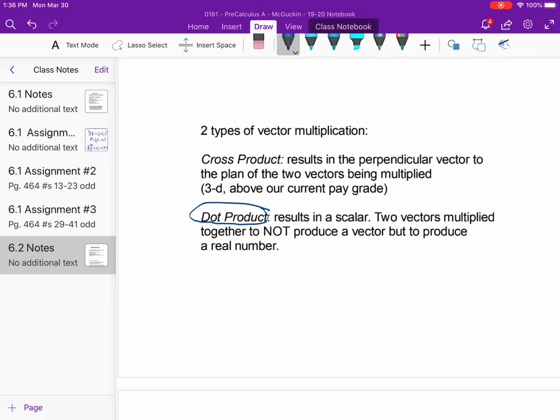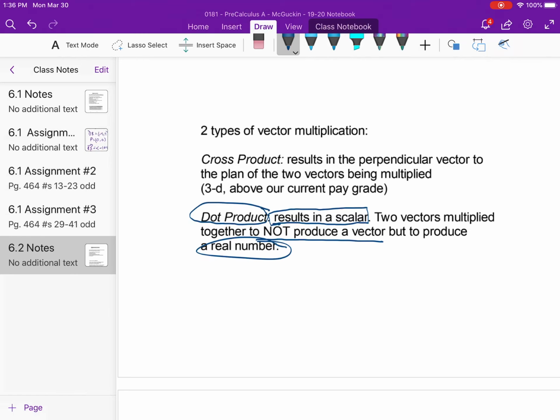Now, what are we going to see with a dot product? The most important thing to understand when it comes to the dot product is that when you take a dot product of two vectors, you get a scalar as a result. So you get a numeric value as a result of the dot product of two vectors, because two vectors multiplied together do not produce a vector, but they produce that real number, the scalar.